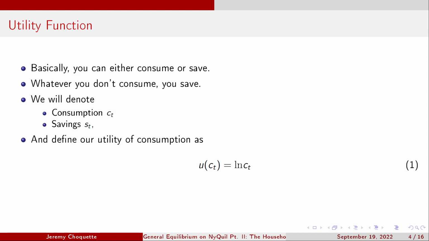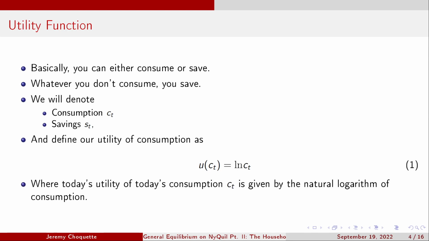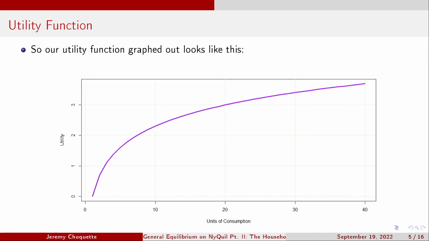And I'm going to define my utility function, U of CT, as the natural log of CT. So U of CT is like the abstract, kind of like f of x, right? And then the natural log is the function that is actually being performed on our variable C, where today's utility of today's consumption, CT, is given just by the natural logarithm of consumption.